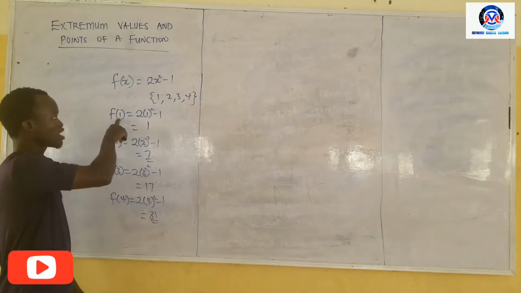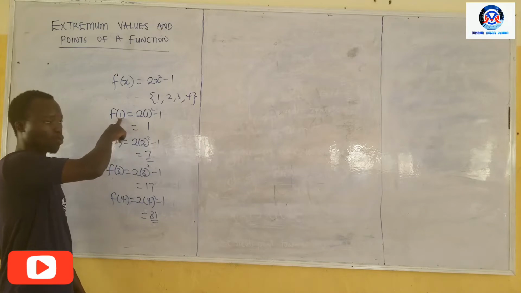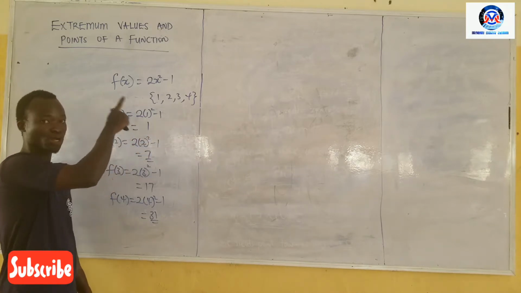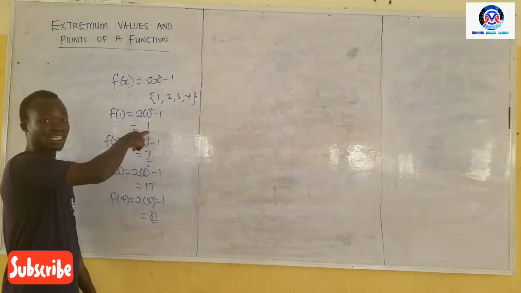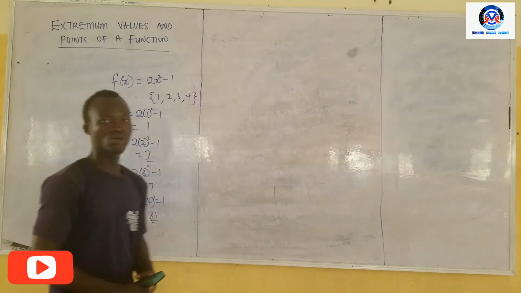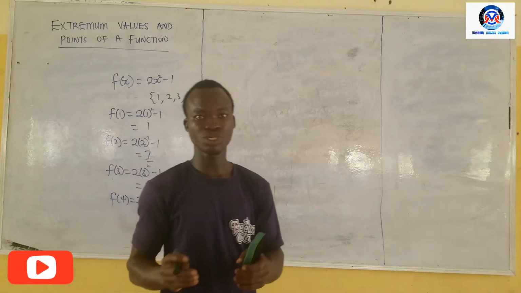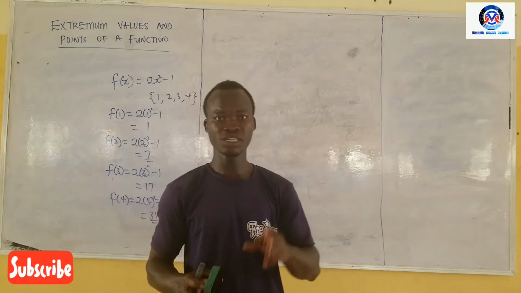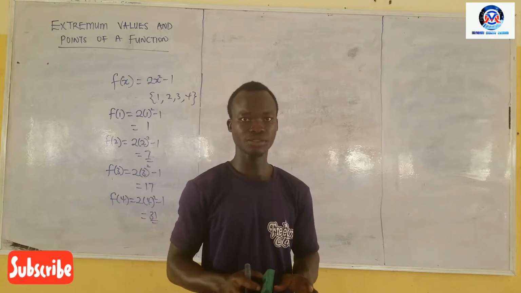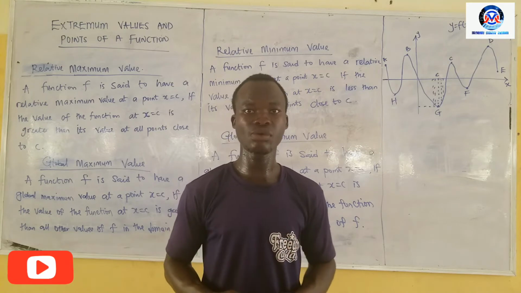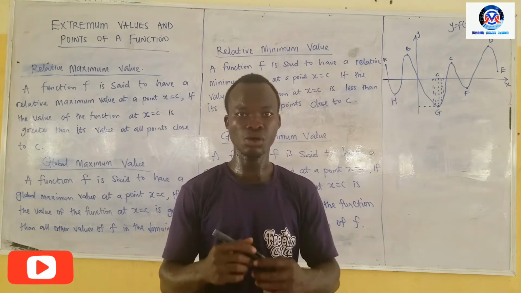The minimum point here is 1, and the minimum value here is also 1, because 1 is the point at which the function attains its minimum value in its domain. So now, since we understand the difference between these terms, we need to take the proper definition of the extremum points. We are to talk about the definition of the extremum values and points of a function.